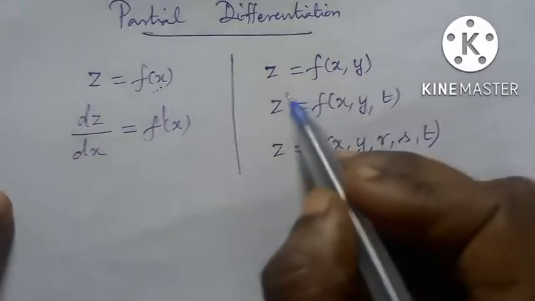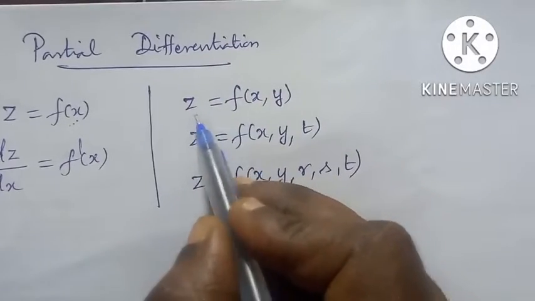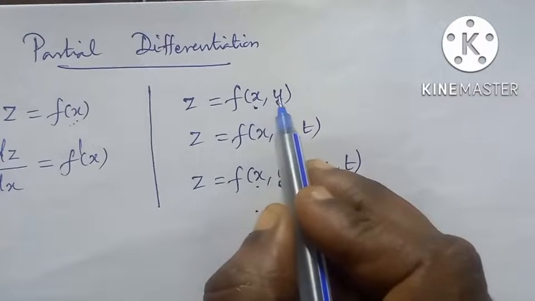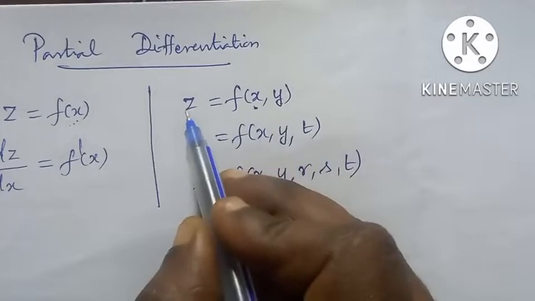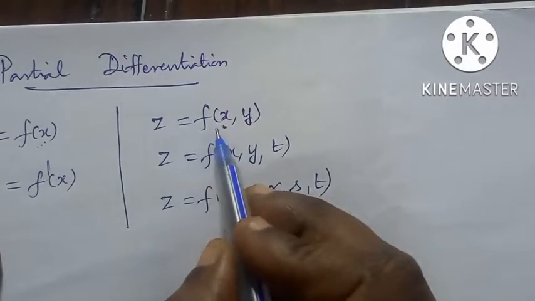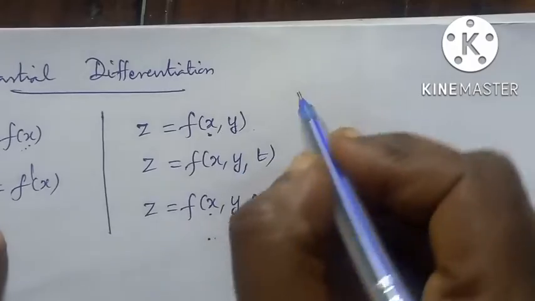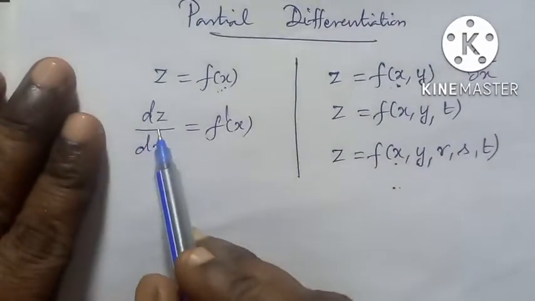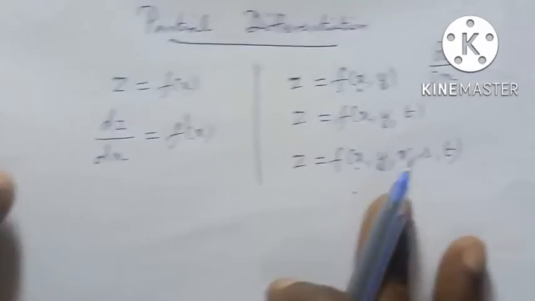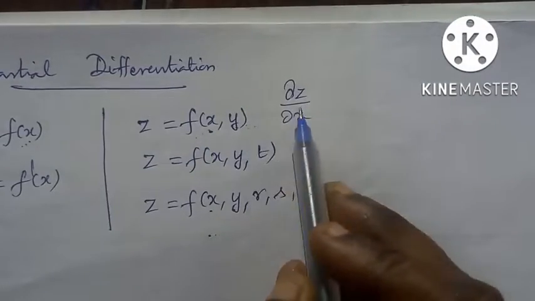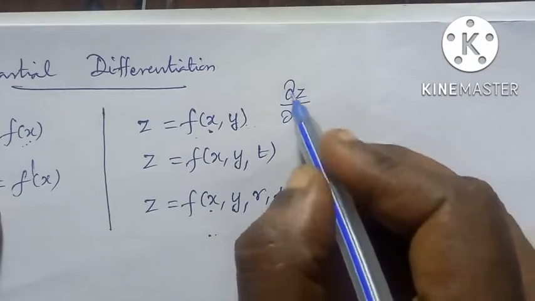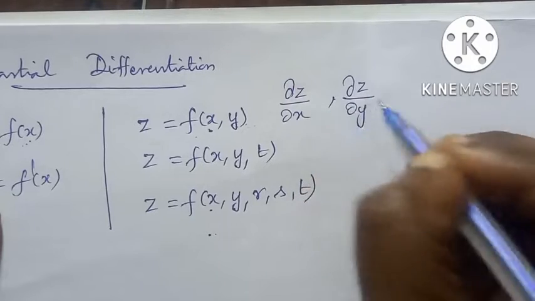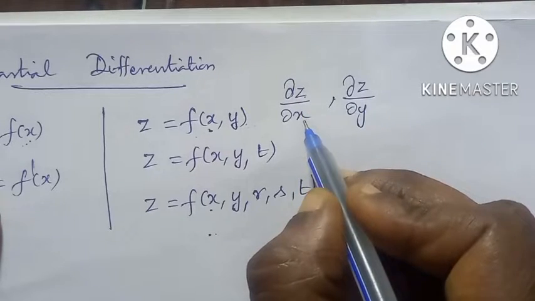okay? Here when we say differentiate z with respect to x, we have to add the word partially because we have more than one variable, right? So when we differentiate z with respect to x partially, we write dou z by dou x. Here we have only one variable, that's why ordinary differentiation dz by dx. When we have more than one variable, partial differentiation comes, dou z by dou x, dou z by dou y. So we differentiate z with respect to x partially.